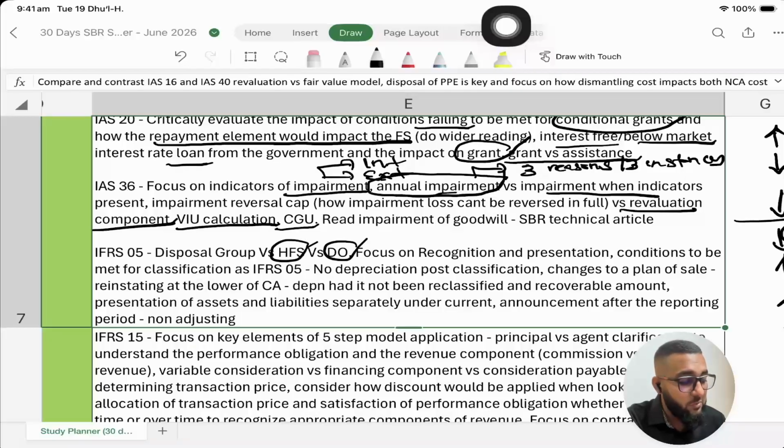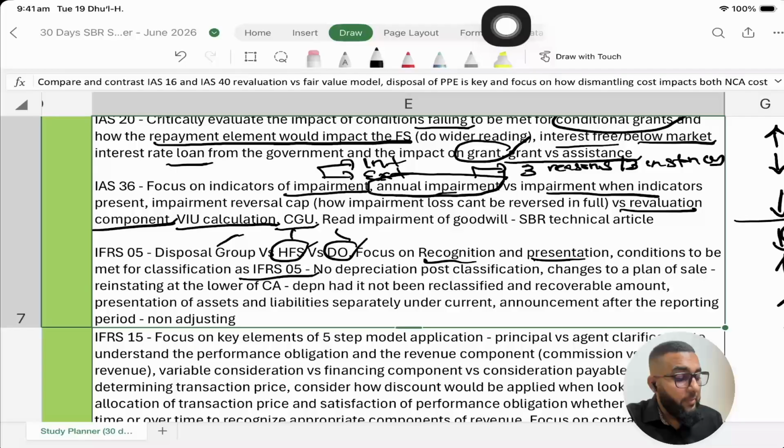Then IFRS 5 tips for you is disposal group versus held for sale versus discontinued operations. What are the differences between these three items? Then focus on recognition and presentation. How do you recognize, how do you present the IFRS 5 based non-current assets? Conditions to be met for classification as IFRS 5. What are the conditions that need to be met? There are certain conditions in order for it to meet the IFRS 5 criteria. What are those criteria?